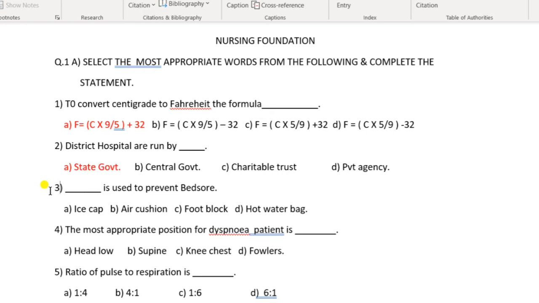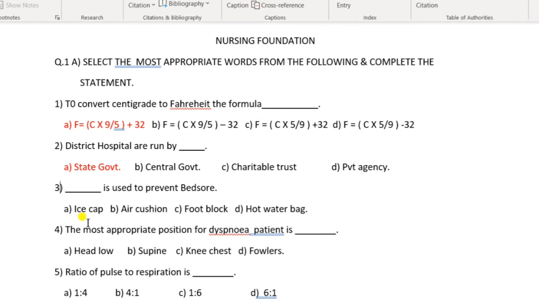Then question number 3, dash is used to prevent bed sore. Option A is ice cap, option B is air cushion, option C is the foot block, and option D is the hot water bag. These are the safety measures which are used for the patients. The ice cap is used if the patient is having the fever, then we give the ice cap to the patients to reduce the fever.